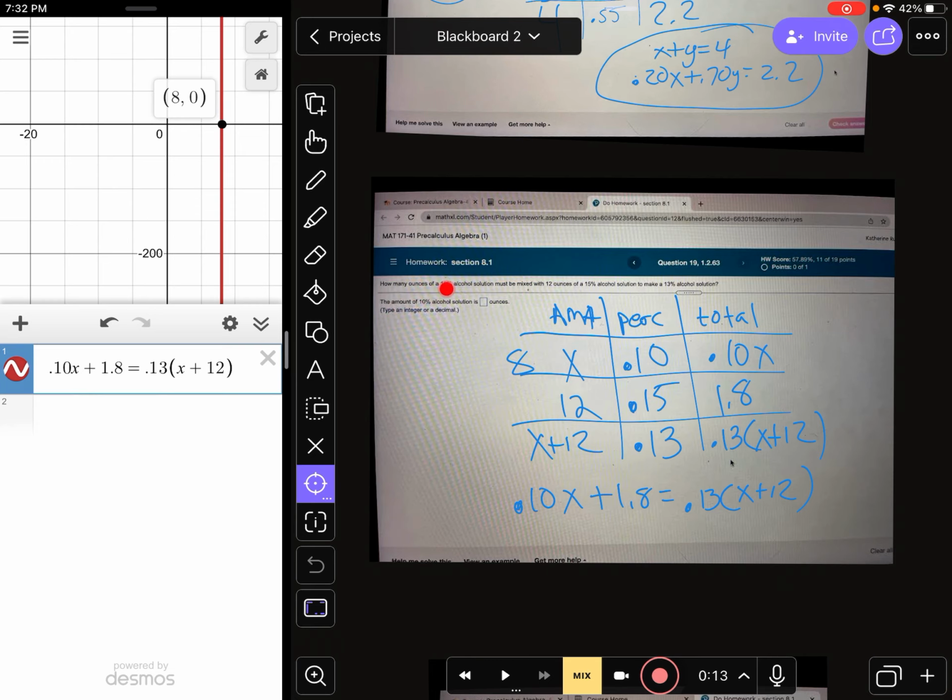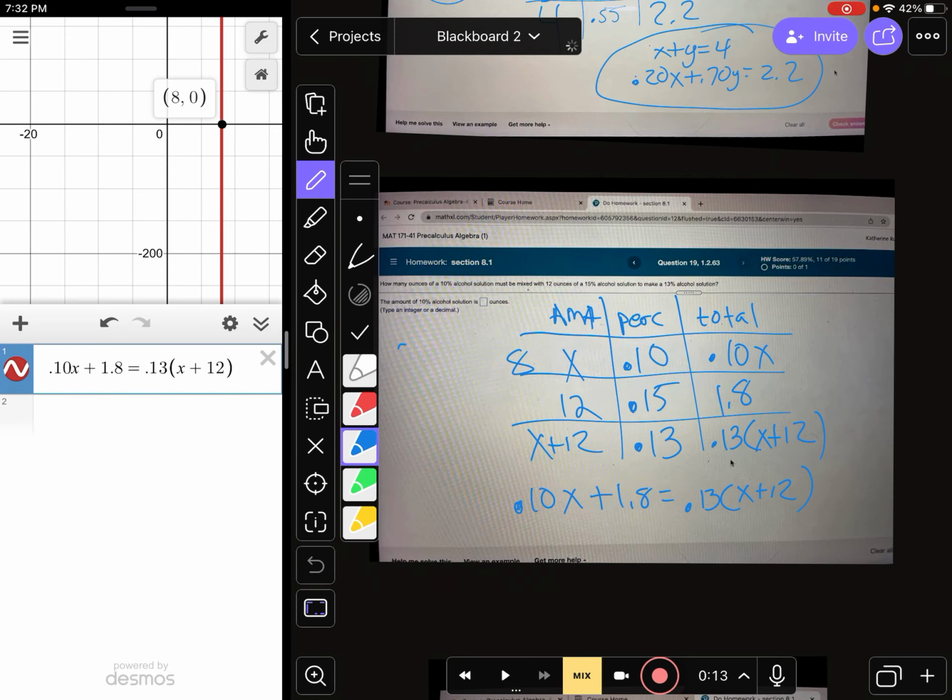They were looking for the amount of 10% alcohol. There's my 10% alcohol. I said the amount is X. I just solved for X. So the X that I found will be my answer, which is going to be 8 ounces. 8 ounces is my answer.